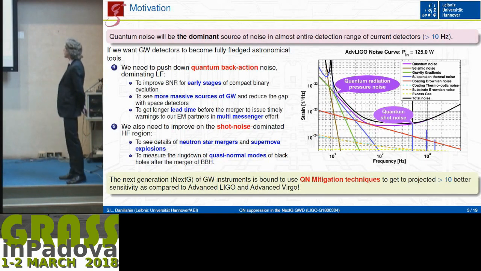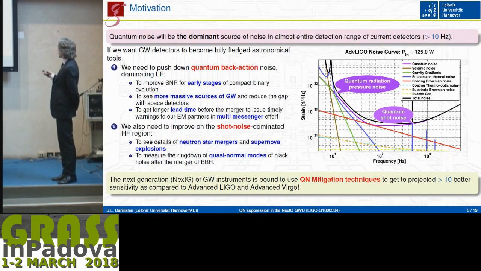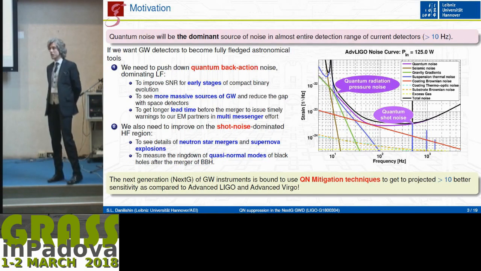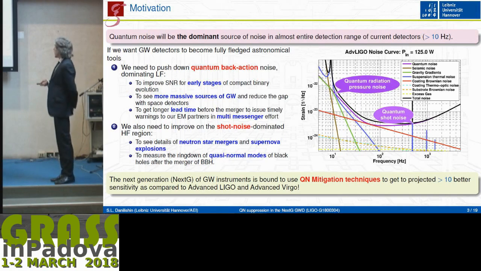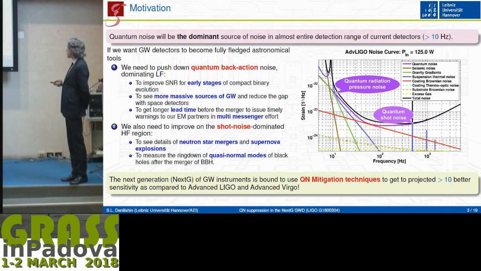And it also allows us to see the details of the quasi-normal modes of the ring down phase of the not very massive black holes. So there is a lot of physics going on in the high frequencies as well as in the low frequencies, as we've heard in many talks today. Okay, so if we want to build a gravitational wave detector which will reach this abundance of new physics, we need to do something with this beast.